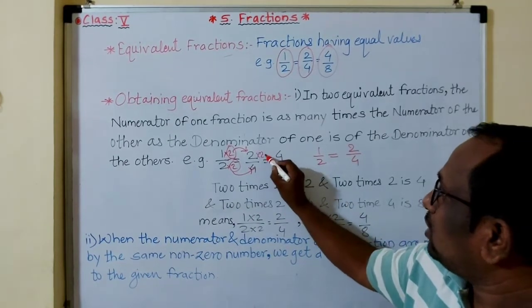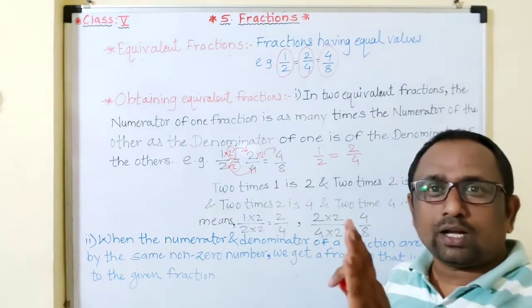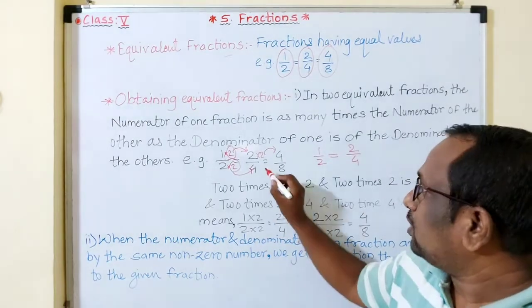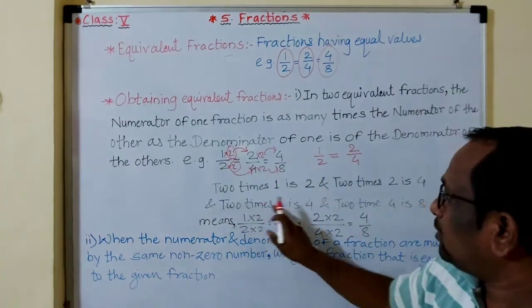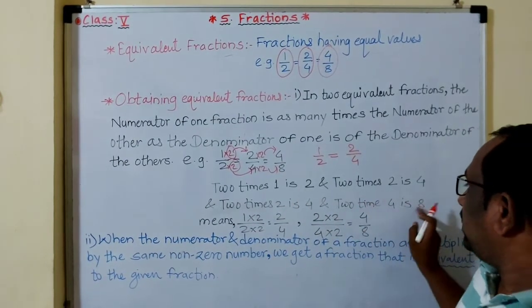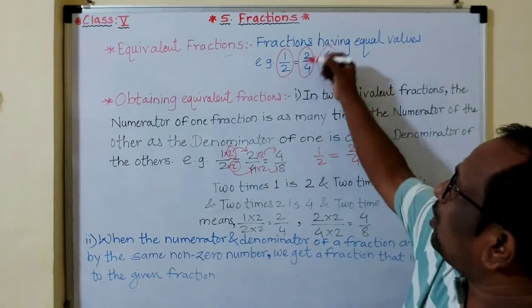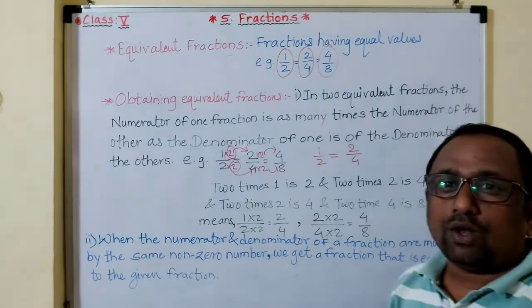Now the same here. 2 times 2 is 4, and the rule is if we multiply the numerator by a number, the same number we have to multiply by the denominator. So 2 times 2 is 4 here, and 2 times 4 is 8. Okay, 4 upon 8. That's why 1 upon 2 is equal to 2 upon 4 is equal to 4 upon 8 are the equivalent fractions.